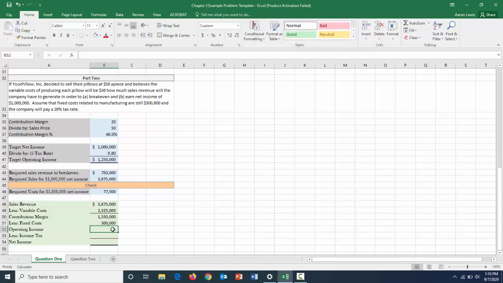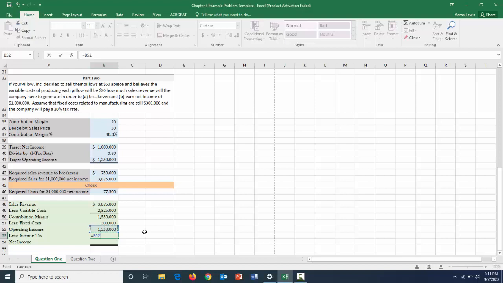Well, if we have $1,550,000 left over to pay our fixed costs, but we only have $300,000 in fixed costs, that means we are going to have $1,250,000 of operating income left over. And we know we're good right now, but let's be thorough and finish this up. From our operating income, we're going to subtract our income tax to get to our net income. Well, what would our income tax be? Well, we have to pay 20% tax on our operating income.